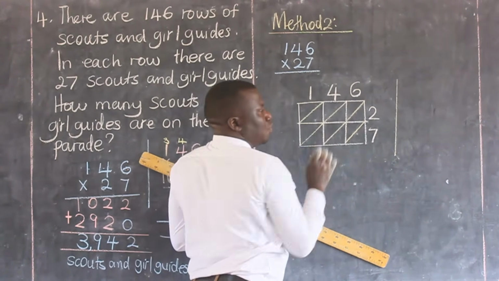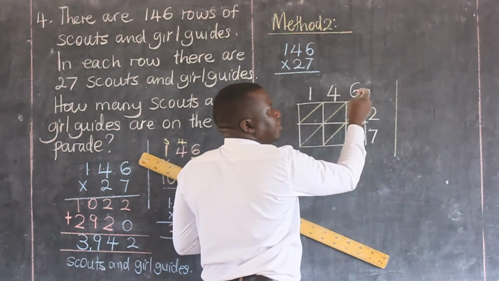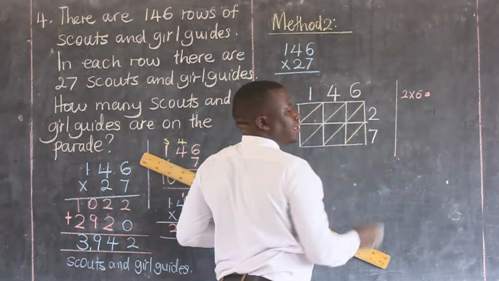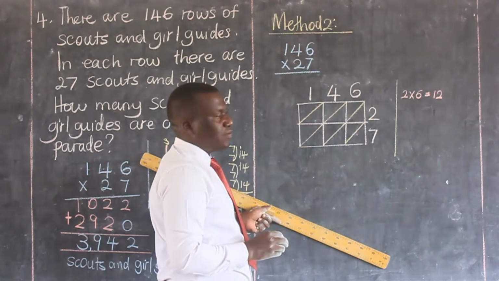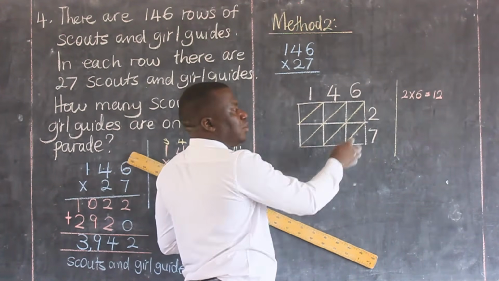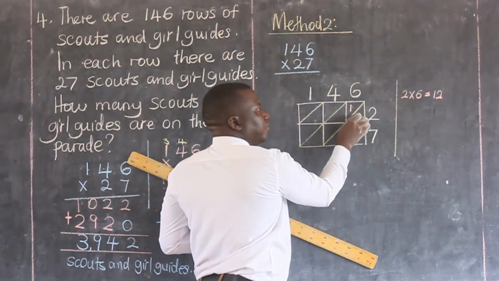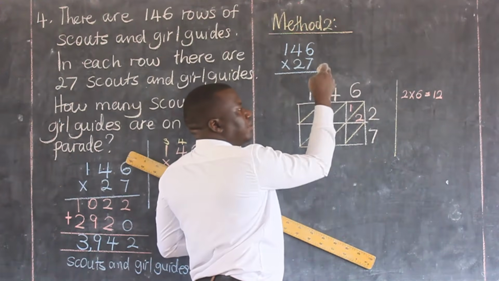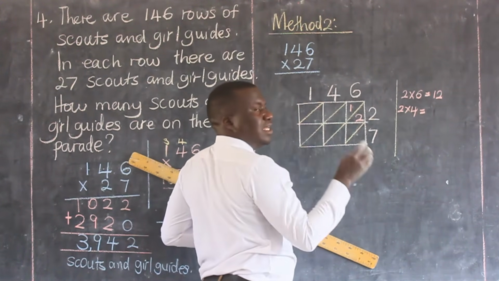So you are going to multiply 146 times 2. But we shall move one at a go. We shall begin with 2 times 6. 2 times 6 gives us 12. Why are you going to write that 12? You're going to write this 12 here, because you're multiplying 2 times 6. Are you getting it? Then you multiply 2 times 4. It gives us 8.